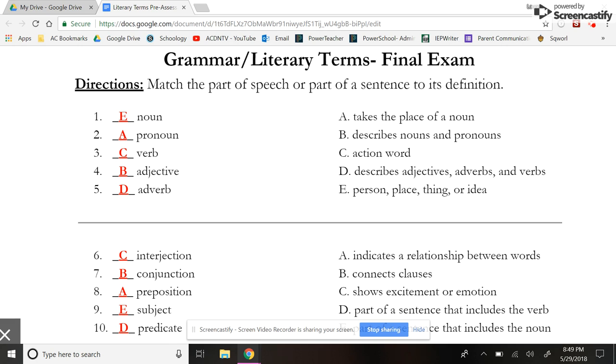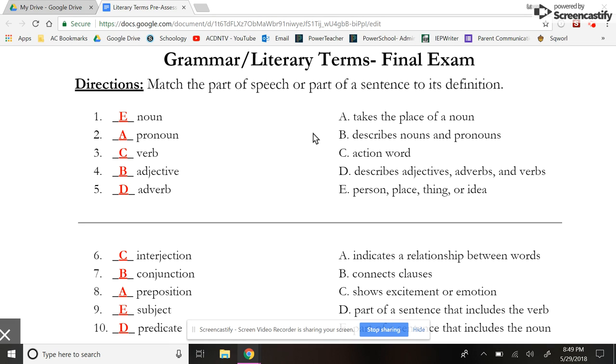A pronoun takes the place of a noun. And if you're looking at the word pronoun, noun is actually within the word pronoun. So if you can remember pronoun using the word noun, you can understand that it takes the place of a noun in the definition. A verb, for letter C, is an action word. Also one of the basic parts of speech that we talked about at the very beginning of the school year.